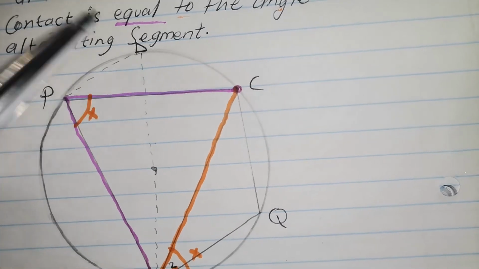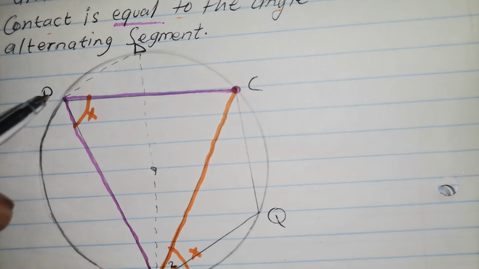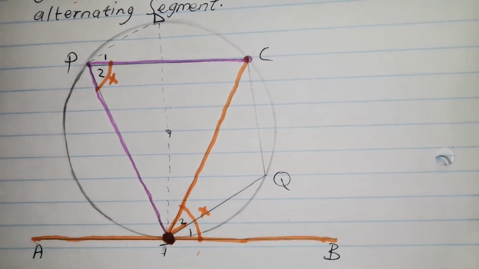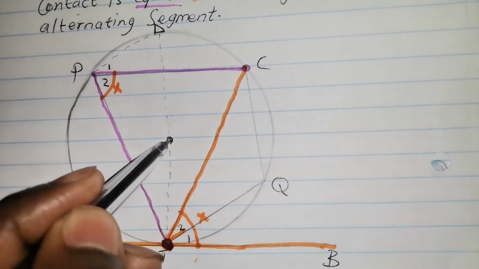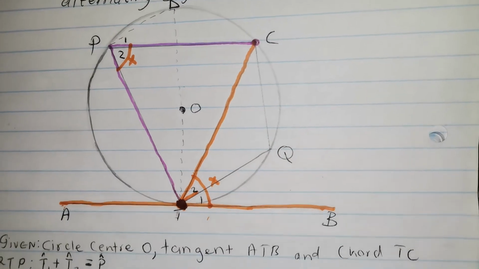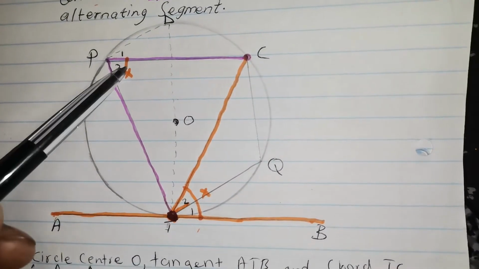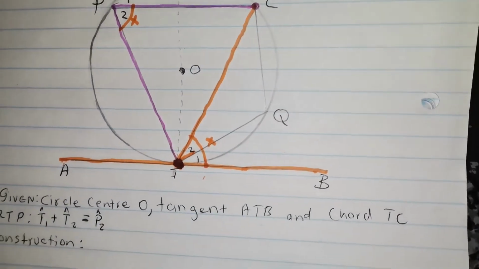Join PD to form P1 plus P2. P1 and P2 here. I hope you understand. This is what you are expected to draw in the examination. Point center O. Then obviously you said that T1 plus T2 is equal to angle P2. You're just going to modify it. Okay? So let us go.